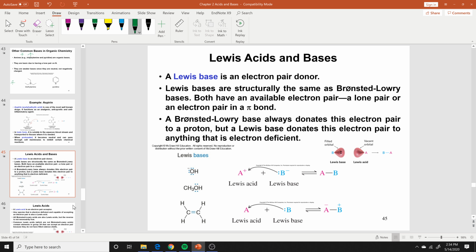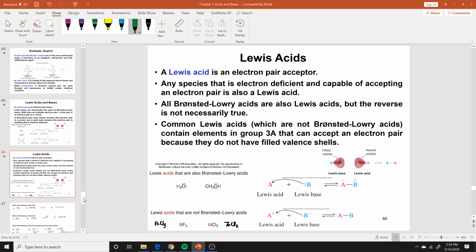Same thing over here. It has a lone pair, so it is a Lewis base, or a Bronsted-Lowry base. Coming to this one over here, it doesn't have a lone pair, but it has a pi bond. So it can donate electrons. This is also called a Lewis base.